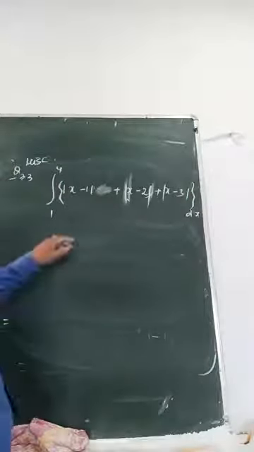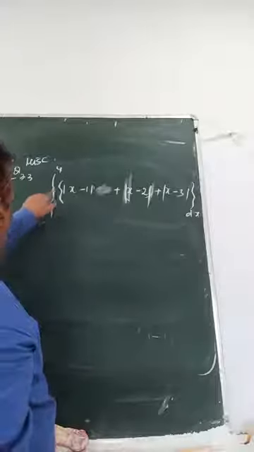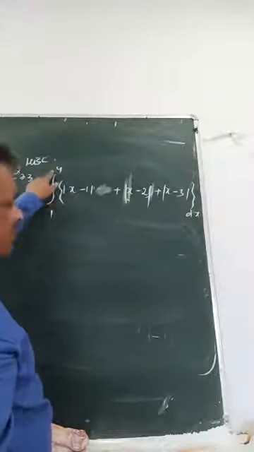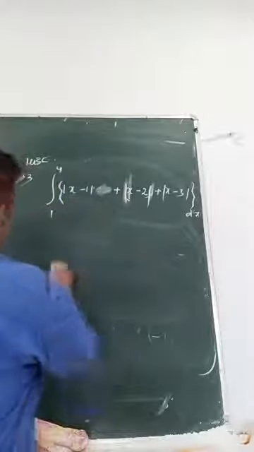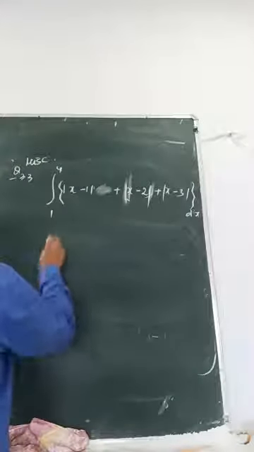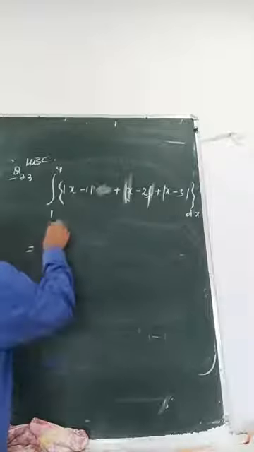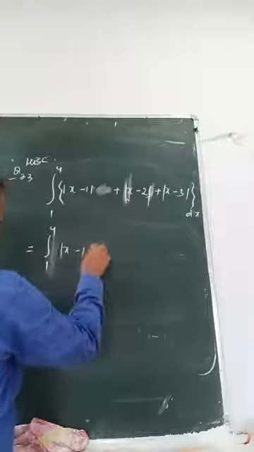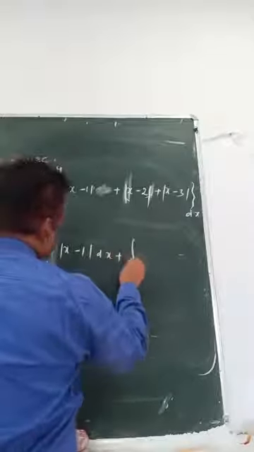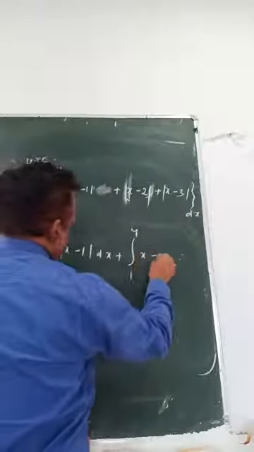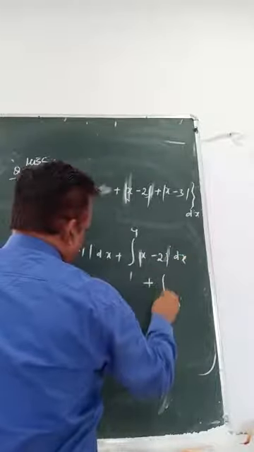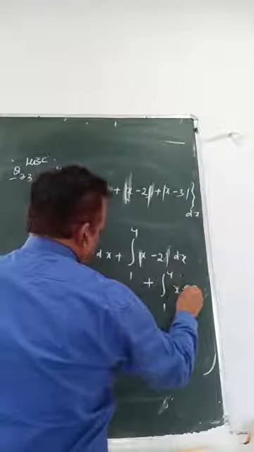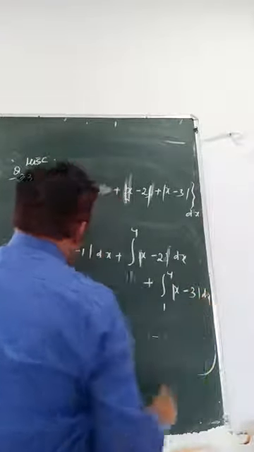Okay, you need a point between 1 to 4. But here also x is 1. That means this cannot be broken. It will remain as, or if I write partwise, this is 1 to 4 modulus of x minus 1 dx plus 1 to 4 modulus of x minus 2 dx plus 1 to 4 modulus of x minus 3 dx. Let's solve partwise. Partwise will be easy for us.